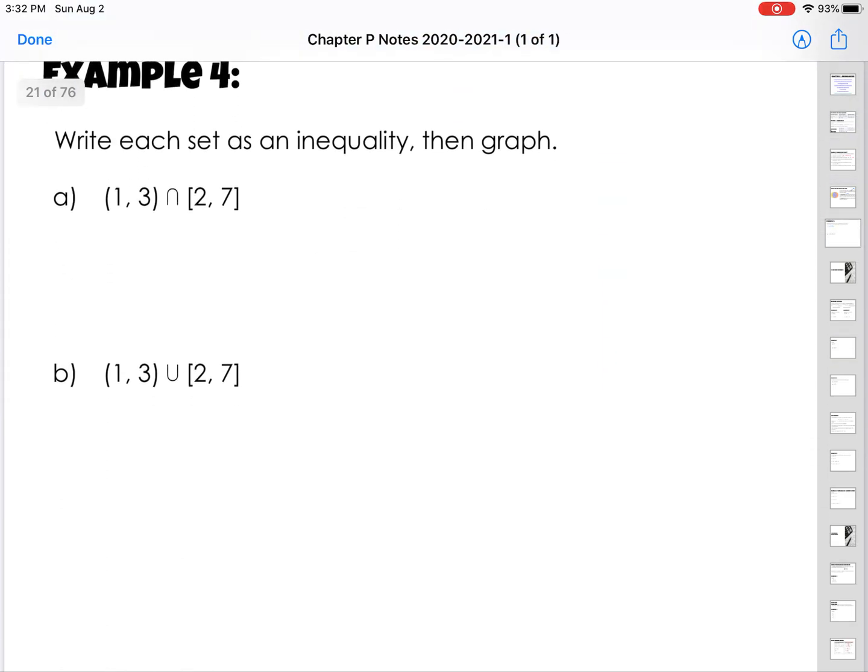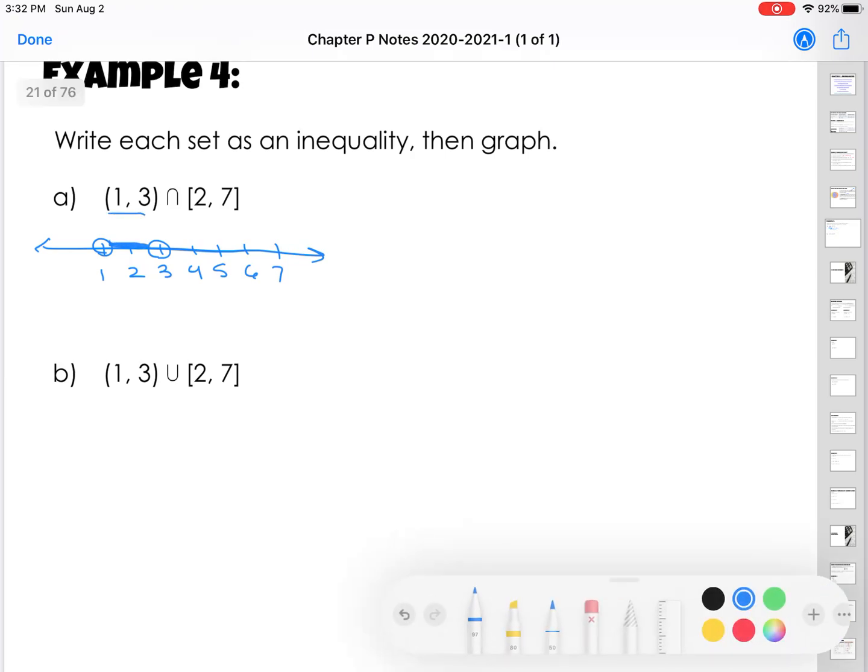All right, number 4. We're going to write each set as an inequality, and then we are going to graph. To write it as an inequality, first what I would suggest is taking a look at this maybe as a graph first, honestly. It may be easier. So if we look at just that 1 to 3, on our number line, and here's 1, 2, 3, 4, 5, 6, 7. We would have an open circle at 1 and an open circle at 3. That's just this first part.